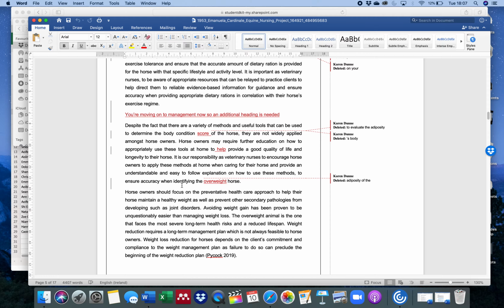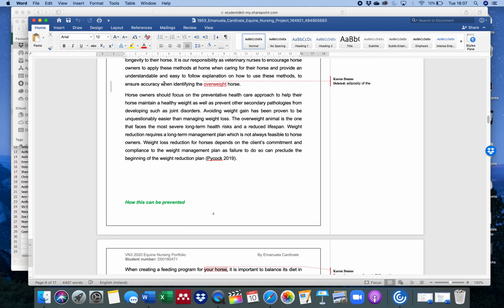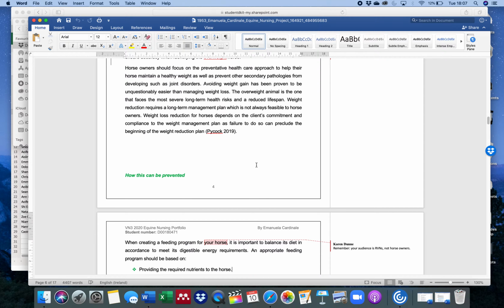So you've moved on to talk about management factors and the importance of it. Just try and avoid repeating yourself a bit. You've talked about the fact that the overweight animal faces health problems, so there's no need to say that again. Just keep each point once.